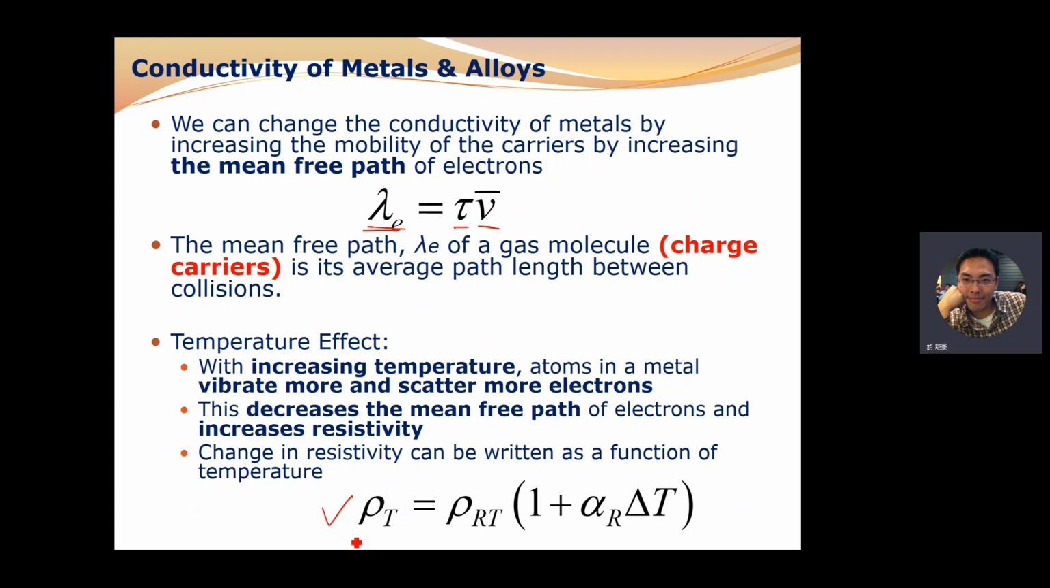So it's the resistivity at temperature T, and the resistivity at room temperature, and a constant. I will introduce this constant later. Therefore, this equation gives the resistivity as a function of temperature for metals.